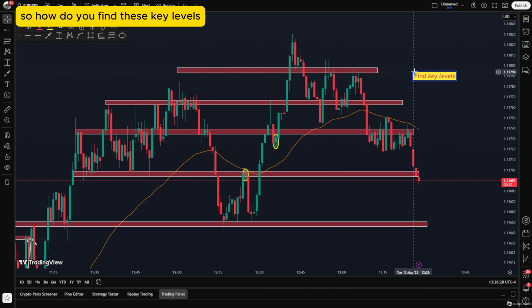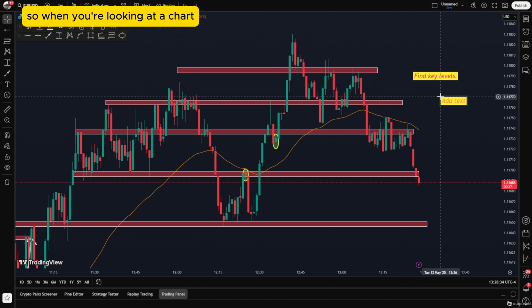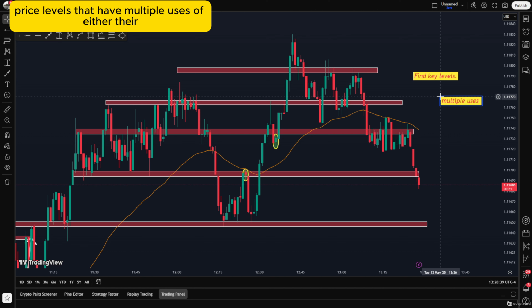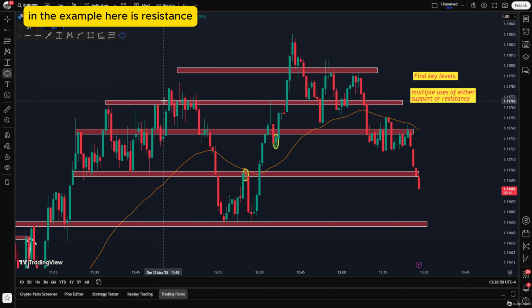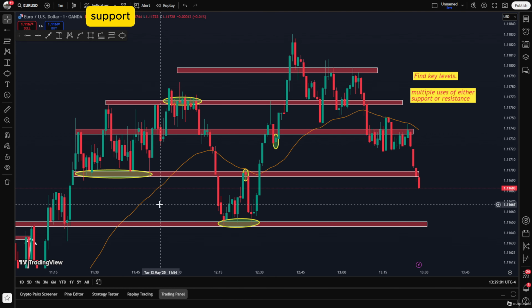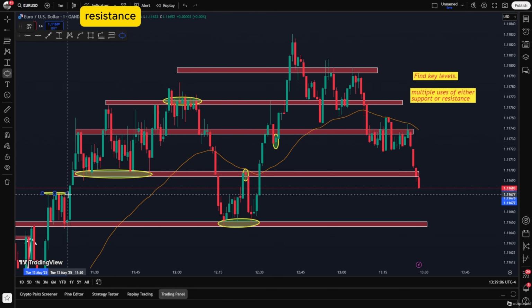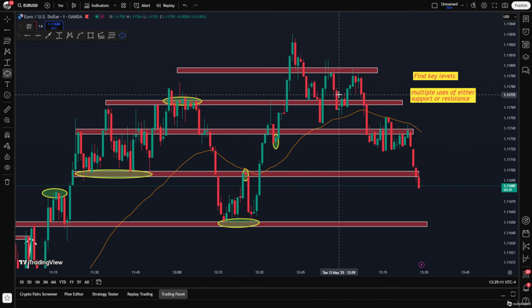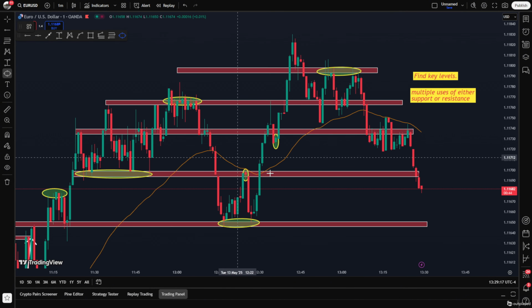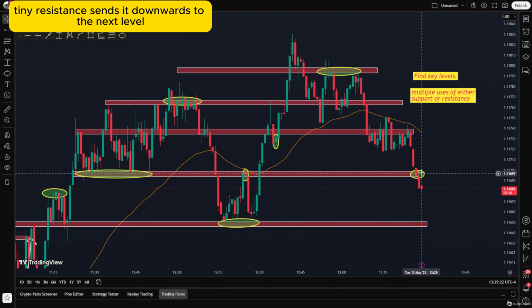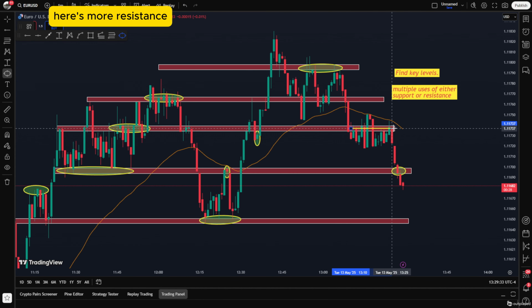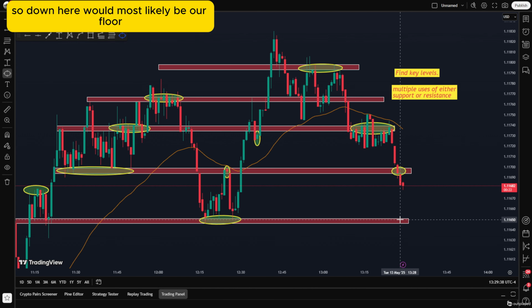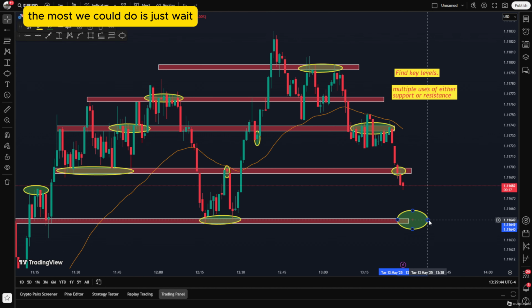So how do you find these key levels? When you're looking at a chart, you will find price levels that have multiple uses of either support or resistance. In the example, here is resistance, support, support, resistance, resistance. And hopefully this little tiny resistance sends it downwards to the next level. Here's more resistance. So down here would most likely be our floor. And since this is real time, the most we could do is just wait.